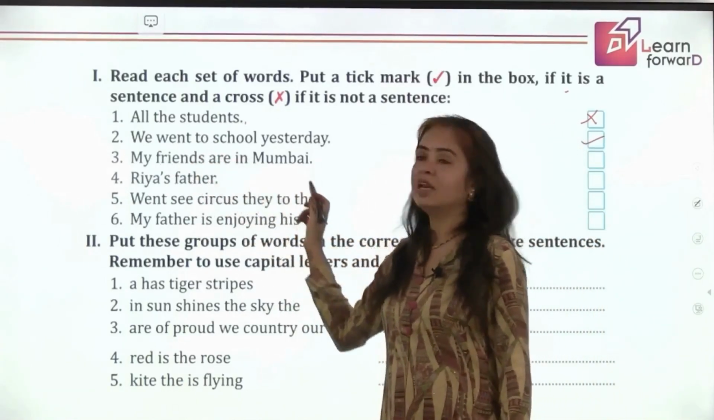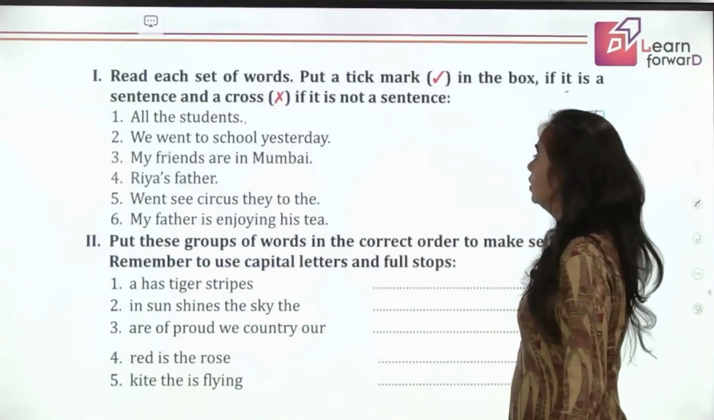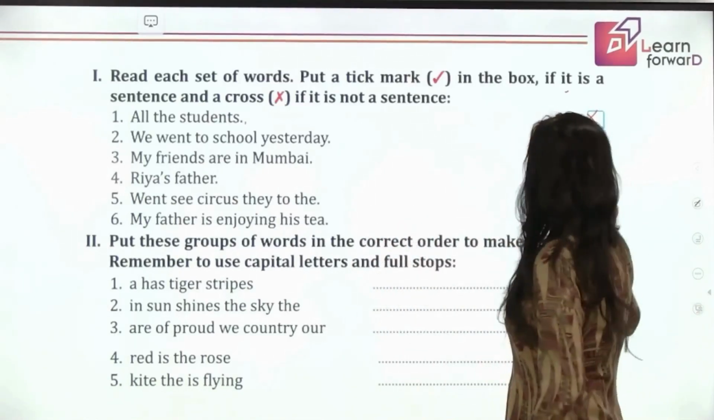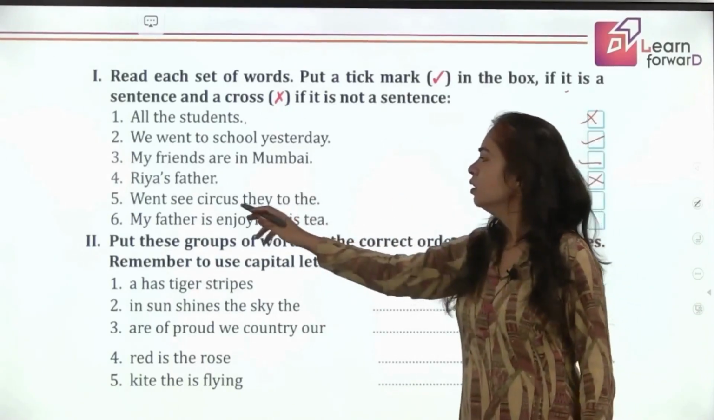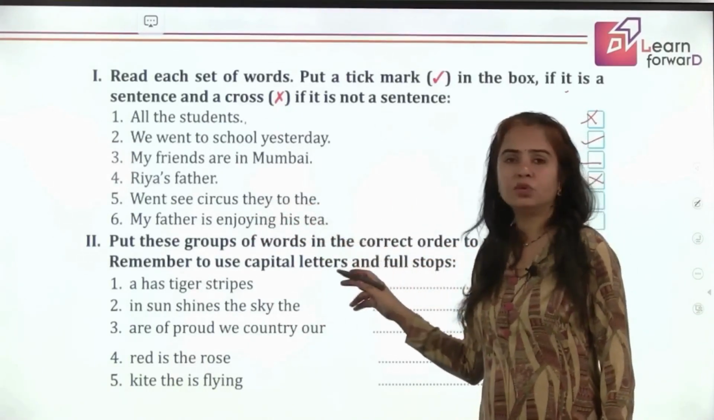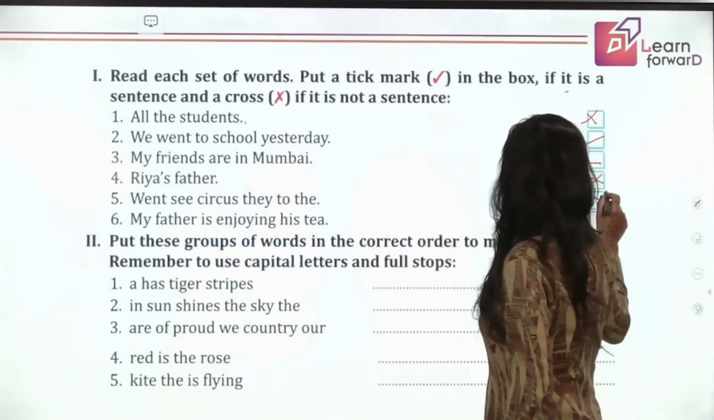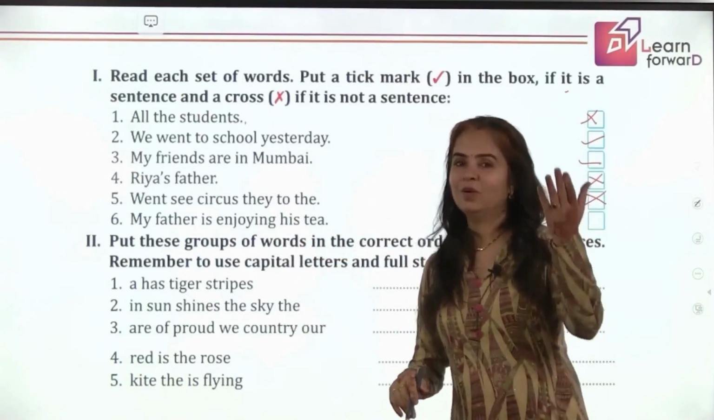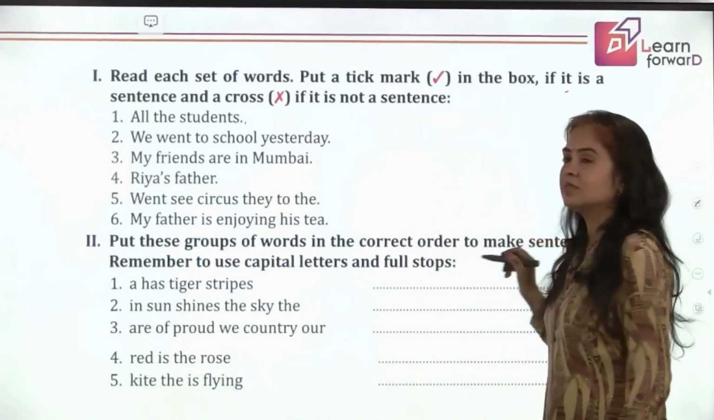My friends are in Mumbai? Yes, that is. Ria's father. What? I don't know anything. It's not giving a complete meaning. Good. We went to see circus day to the... Oh no, it's not making any sense. My father is enjoying his tea. Good answer. Yes, that is a sentence.